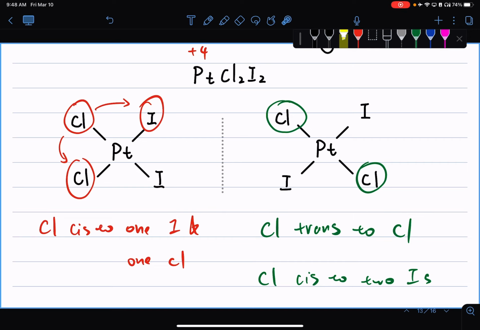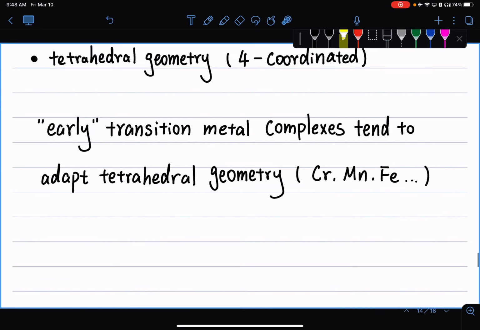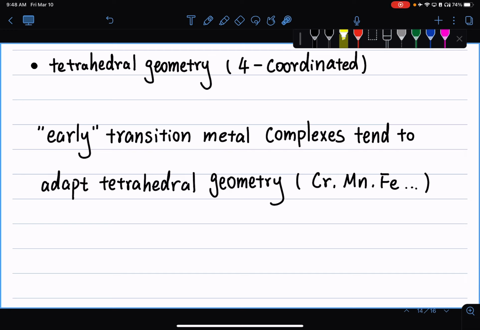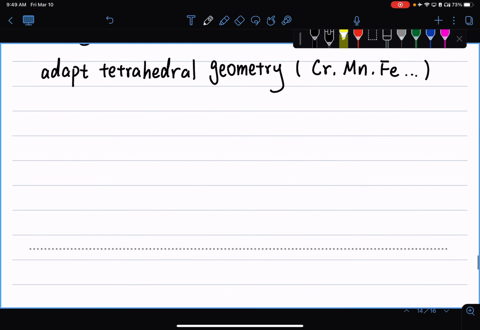All right. Transition metal complexes can also be tetrahedral geometry. So again, early transition metals tend to have tetrahedral geometry like chromium, magnesium, and iron. So when we're drawing the tetrahedral geometry, as a quick example, let's use iron. Likewise, we have 2 chloride, 2 bromide. Imagine that has a -1.